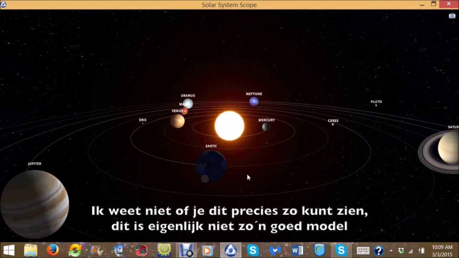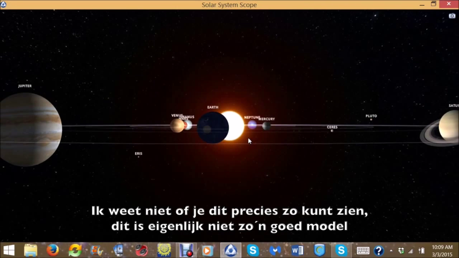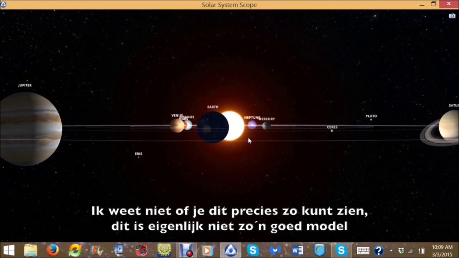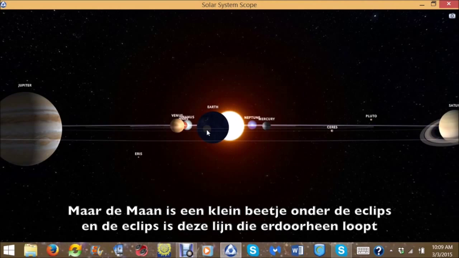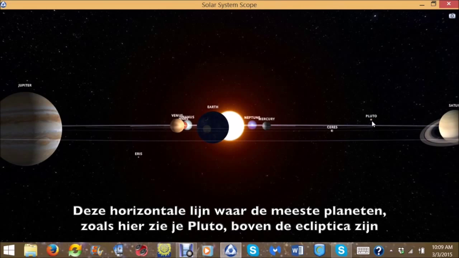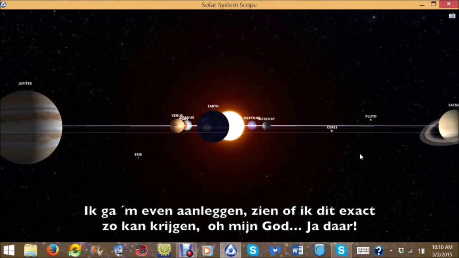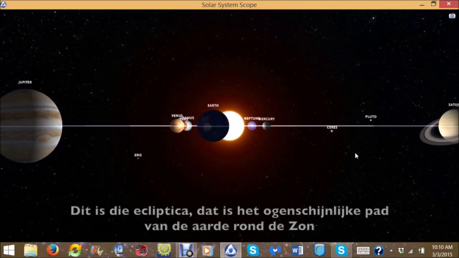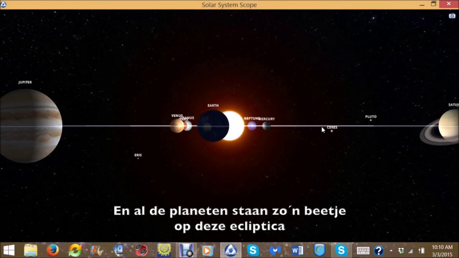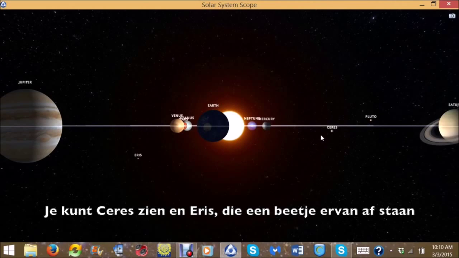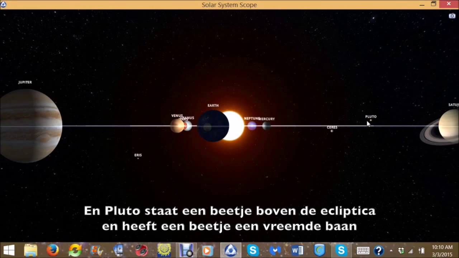Now, I don't know if we can see it here exactly. Yeah, this is not an actual model, but the moon is a little bit below the ecliptic. The ecliptic is this horizontal line across here, where most of the planets are. You can see Pluto is up above the ecliptic. Here, I'm going to see how exact I can get. There. Yeah, this is the ecliptic. It's the apparent path of the sun, or the Earth around the sun, and all the planets are pretty much on this ecliptic. You can see Ceres and Eris are a little off the ecliptic. Pluto is a little above the ecliptic. It has a weird orbit.